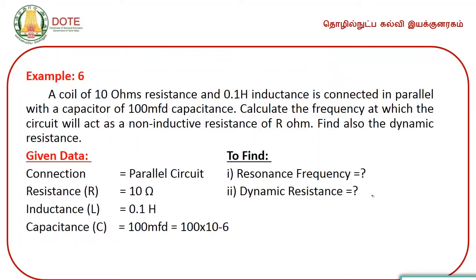Now we will move on to a few examples, we will do some example problems based on parallel resonance. A coil of 10 ohms resistance and 0.1 Henry inductance is connected in parallel with a capacitor of 100 microfarad.